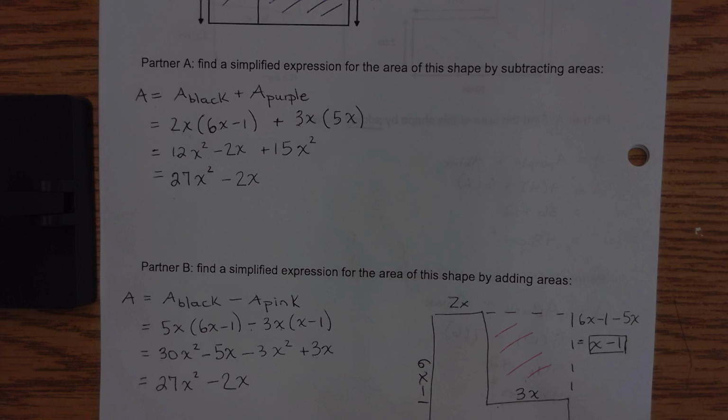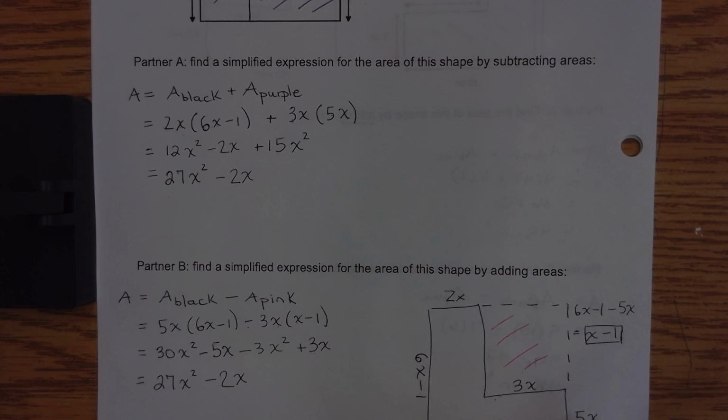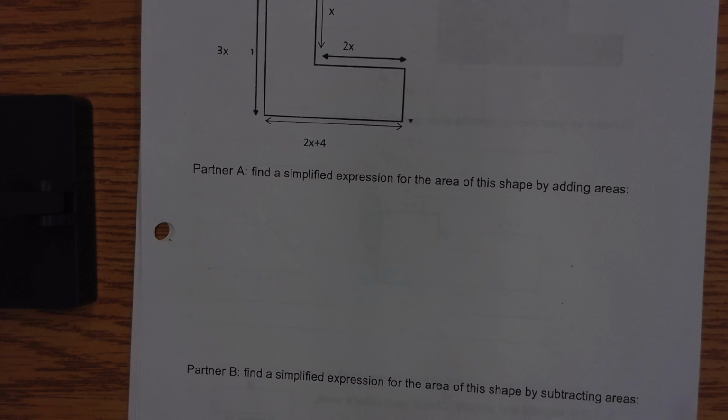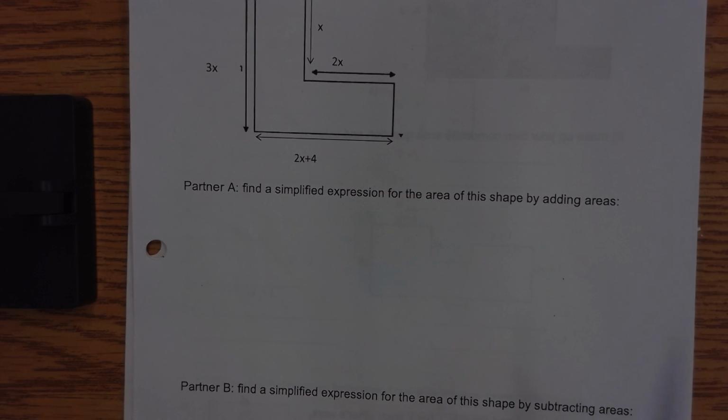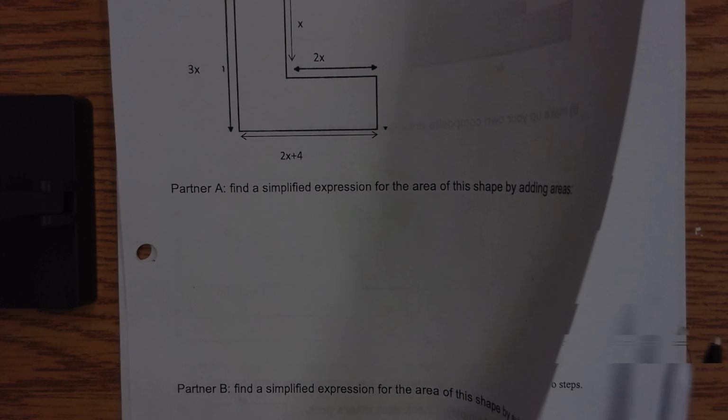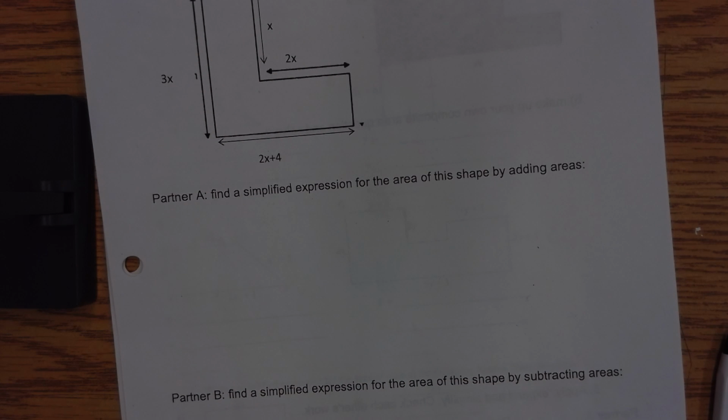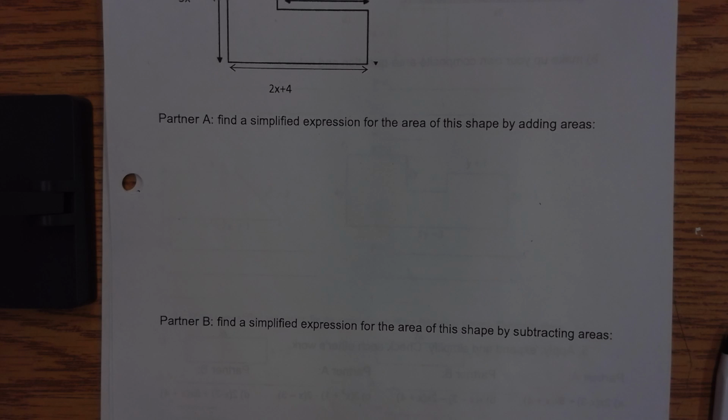So what I want you to do then is to finish question 3, and since you're doing this by yourself, make sure you do both the partner A and the partner B parts to get the right answer. And then you can finish pages 4 and 5. Hope that helps. If you have any questions, come and see me.